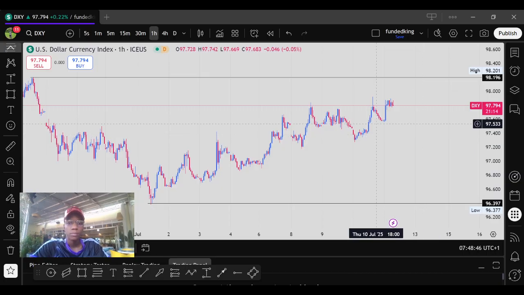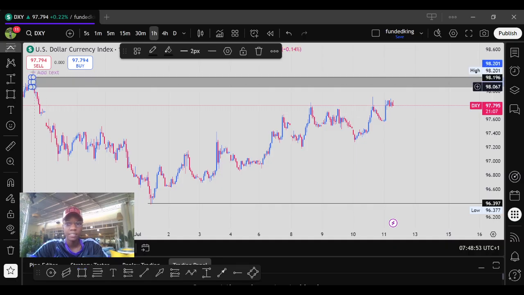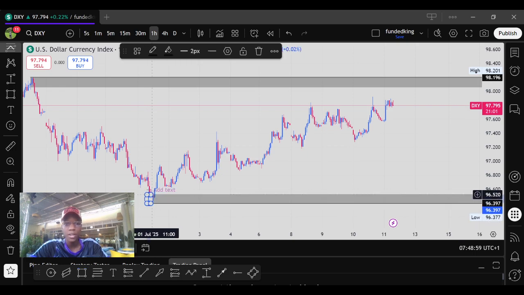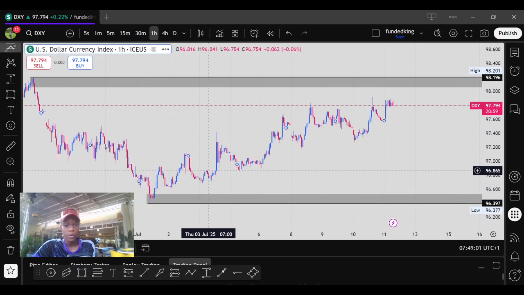So at these zones we expect the market to give us a sell. Then at this area we shall expect the market to give us what? A buy. We say "expect" because we are not sure. We always go with the assurance of confirmations.